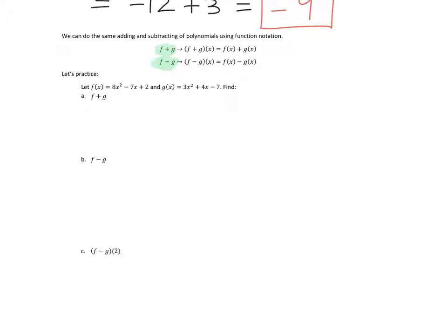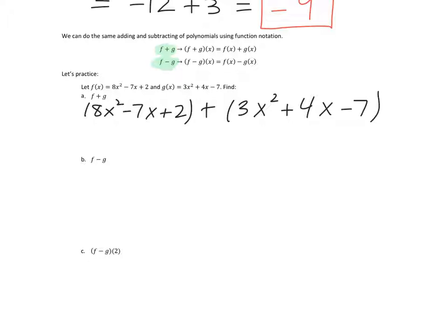So let's look at an example. We have our function f and our function g. And we're going to find f plus g. So just as before, it's going to be one function in parentheses plus another function in parentheses. And then with addition, we don't have to worry so much because when there's nothing in front of our parentheses and we're adding everything, the parentheses just disappear. So all we're going to focus on is combining like terms. So 8x squared plus 3x squared.